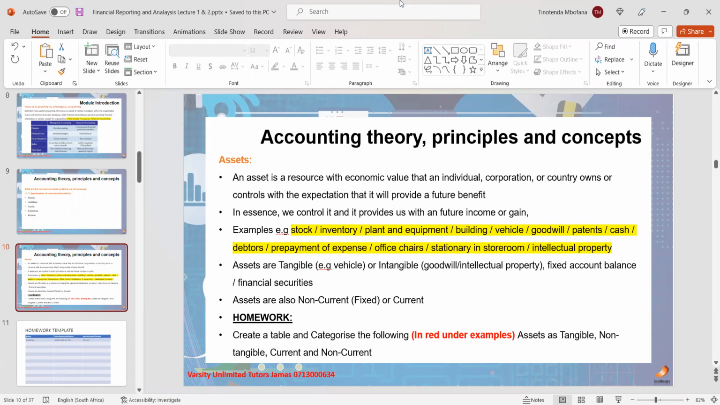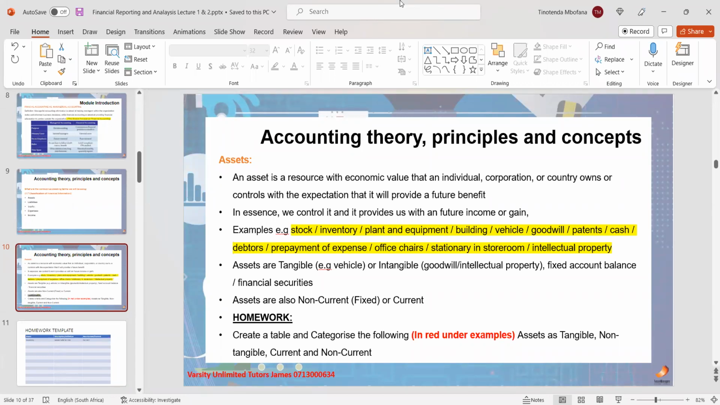So if you have an asset that is changing in nature within a space of 12 months, it's called a current asset. Examples of current assets: stock inventory is an example of a current asset. Cash is an example of a current asset, because if you've got cash in the bank account at the beginning of the year, most likely you're going to use the cash to pay salaries and to buy stock, so you're not always going to have cash, it's always changing.